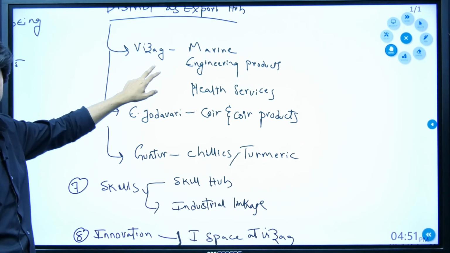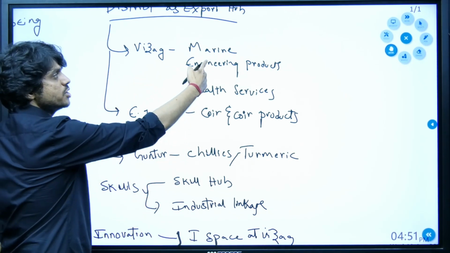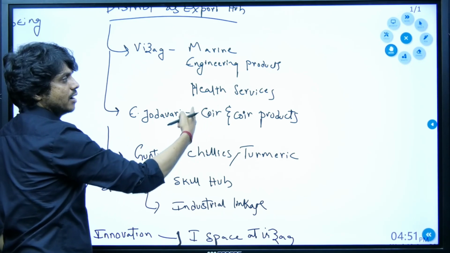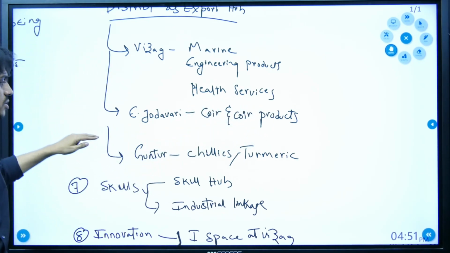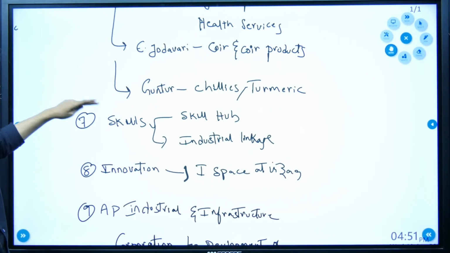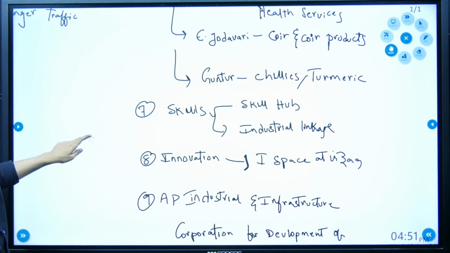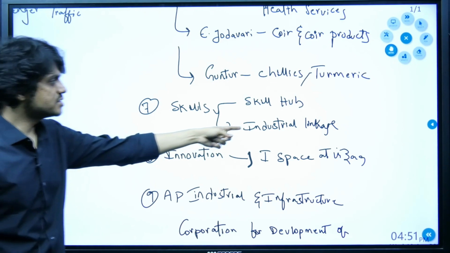It was focused in, like say, Vizag. Vizag is promoted for marine engineering products and health services. Okay, and East Godavari is known for coir and coir products. Guntur is known for chilies and turmeric. Then the government is also focusing on the skill sector. Various skill hubs are created.